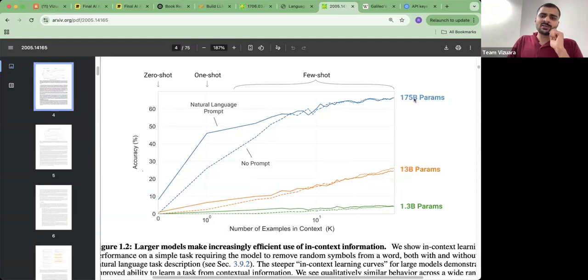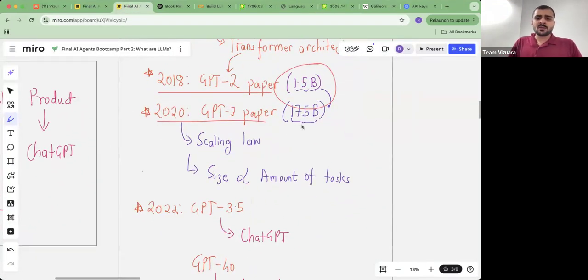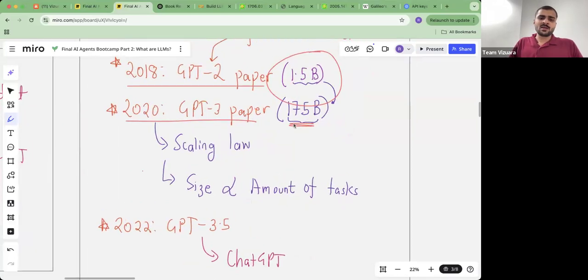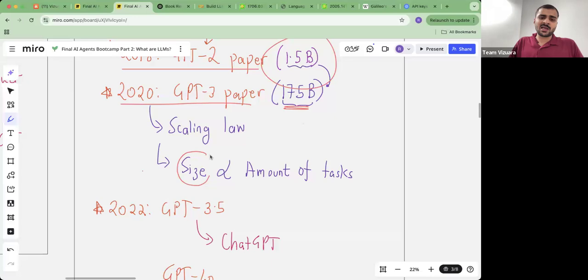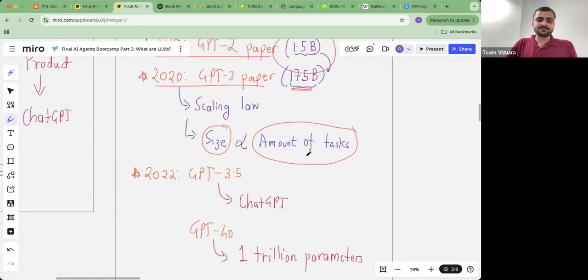And then people were curious, right? Okay, 175 billion parameters achieves a good accuracy. What if I keep on pushing higher and higher and higher? So in 2020, with 175 billion parameters, people figured out that the size of the language model is actually proportional to the amount of tasks the language model can do. So the higher the size, the better language models we can get.